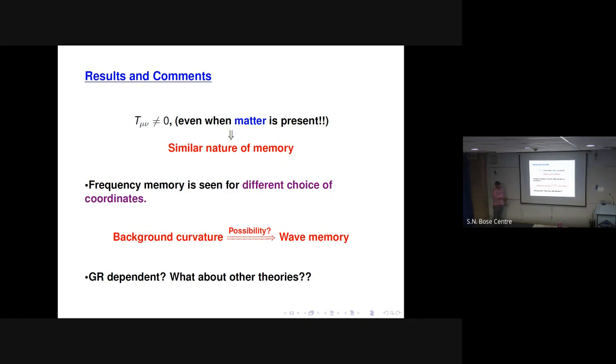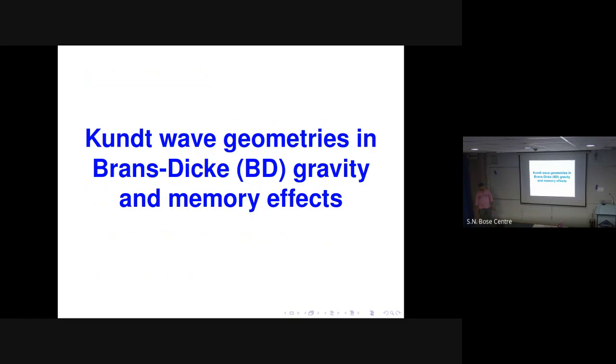So is it only GR dependent? What happens to other theories? And this led us to our next work, on Brans-Dicke. Let me summarize here. Since we are getting different kinds of memory effects for different positive and negative curvature solutions, this led us to wonder whether it is only GR dependent or whether other theories also have this kind of thing. So this we examine in the simplest possible scalar-tensor theory, that is Brans-Dicke.